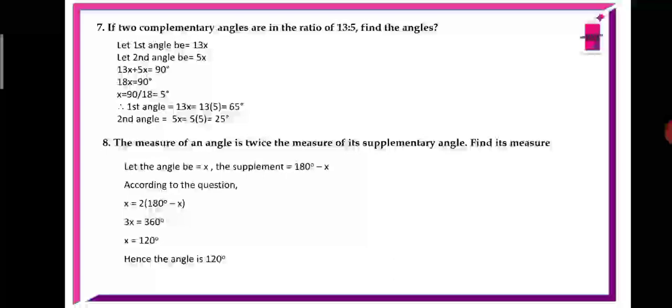Now if the supplement is 180 minus x, twice of it is 2 into 180 minus x, therefore x equal to 2 into 180 minus x. If you multiply this, x equal to 360 minus 2x. If you send the minus 2x to the other side, you will get 3x equal to 360, then x equal to 120. Hence the angle is 120 degrees, which is twice the measure of its supplementary.